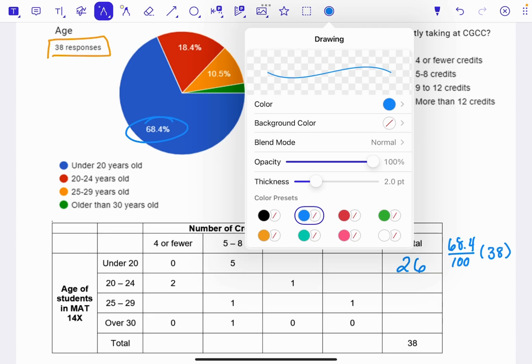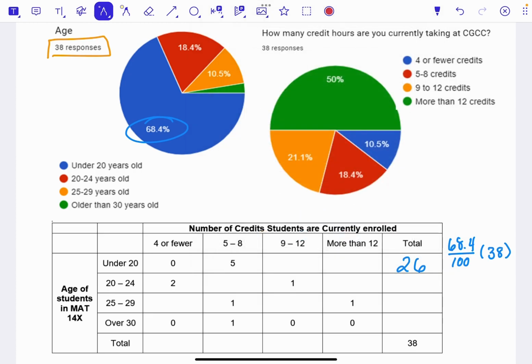Another strategy, so let's try the 20 to 24, we have 18.4, is to turn that 18.4% into a decimal. Converting to a decimal is like dividing by 100, so the decimal place ends up moving twice. The decimal form would be 0.184, and then still of the 38. So it's the percent of the total. And in this case, we'd end up with 7. Still not to our total of 38, so we need to keep going.